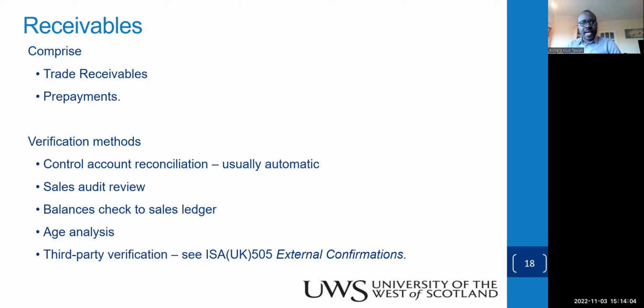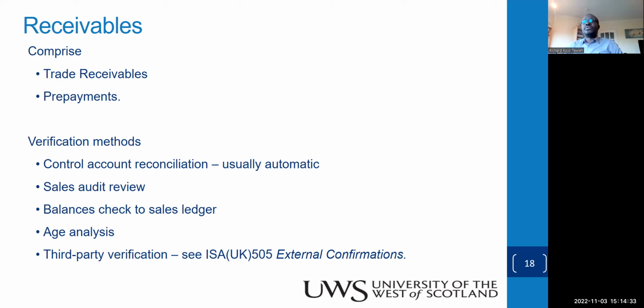We know receivables, right? Prepayments are part of receivables. We must always verify these. Control account reconciliation of the receivables is normally done automatically because today we have various software which will automatically do the reconciliation for us. But we must also review the sales. We must also review the sales to check whether it jives with the receivables.